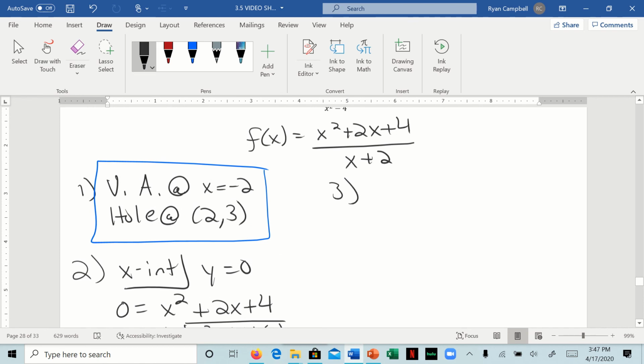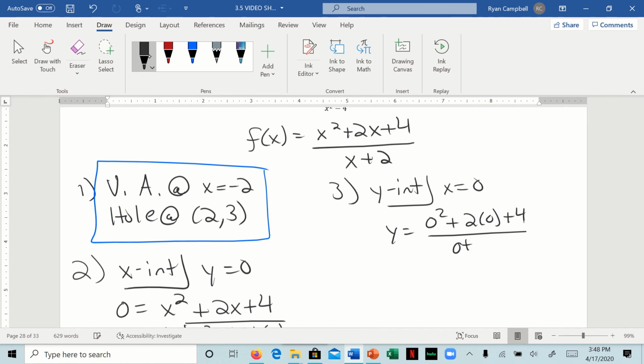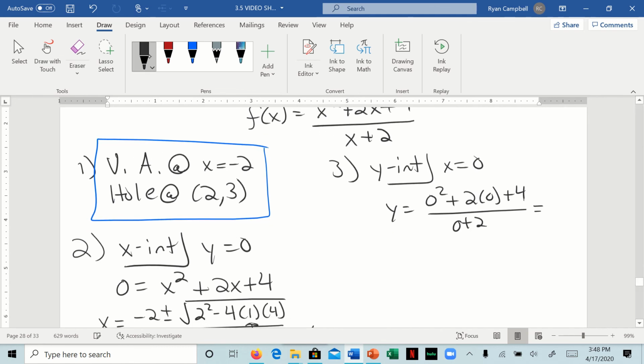Number 3, y-intercepts. So we let x equal 0. So y is going to be 0 squared plus 2 times 0 plus 4 over 0 plus 2, which is just 4 over 2, which is 2. So we have a point at 0, 2.